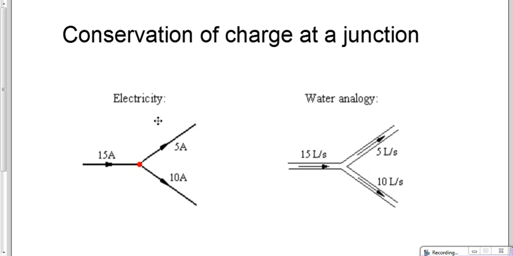And this doesn't just pertain to 3 wires. This could be 10 wires all meeting at a junction. But if you add up all the current that's entering and all the current that's exiting, they have to be equal to each other. So that's the idea known as conservation of charge.